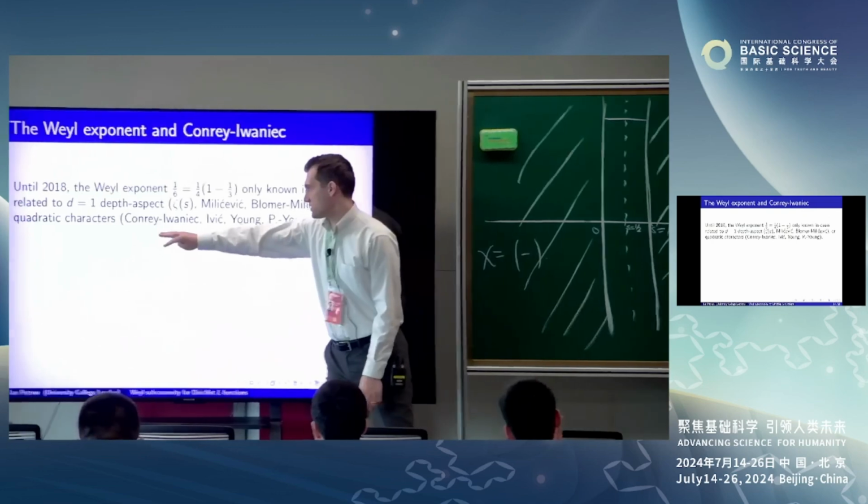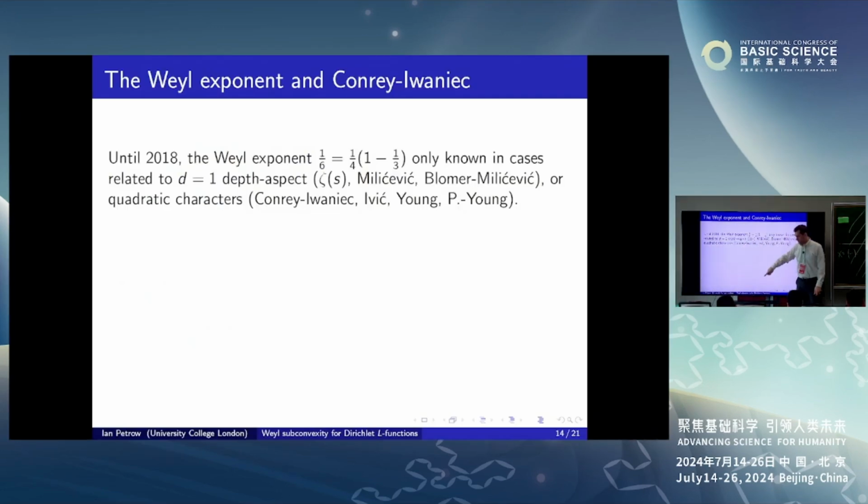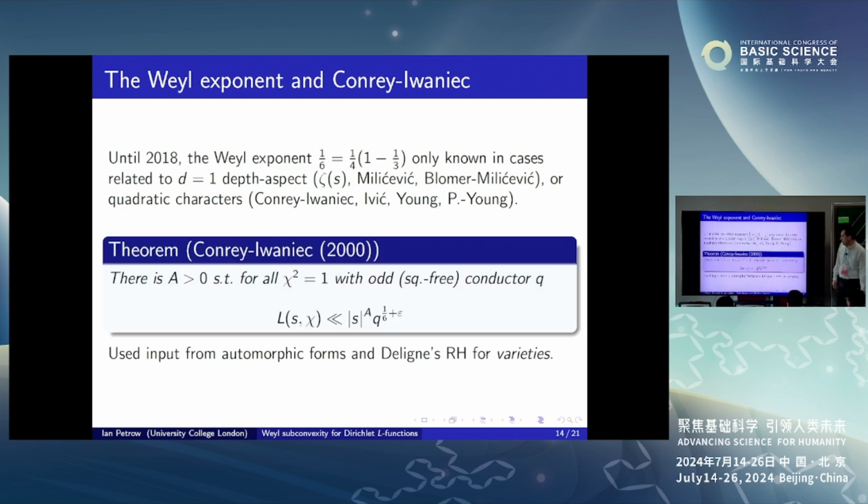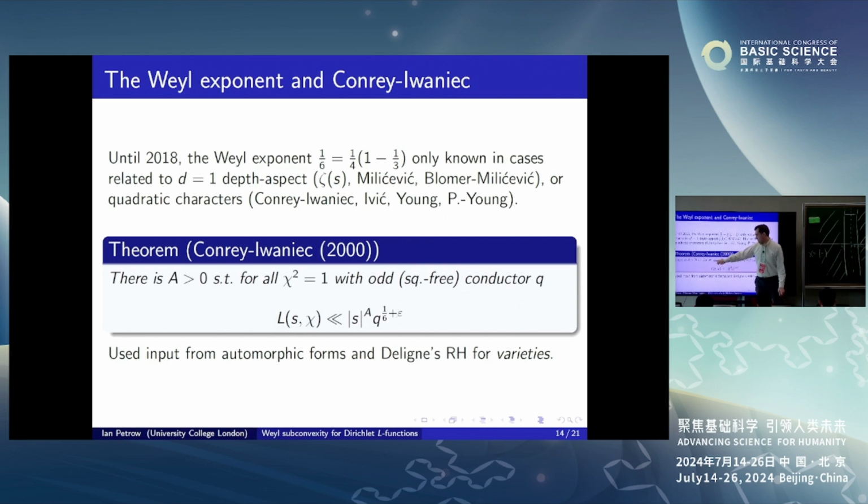This all starts from the paper of Conrey–Iwaniec, which I'll talk about in just a second, and these are all leading off from Conrey–Iwaniec's work. Okay, so here's what Conrey–Iwaniec proved. We're just going to look at the chi which have chi squared equal to 1. Since I'm looking at just odd conductors, these are really all coming from quadratic residue symbols. They proved that there's some large A such that you can bound this Dirichlet L-function by some large power of A times q to the 1/6 plus epsilon, recovering the Weyl exponent for quadratic Dirichlet L-functions.